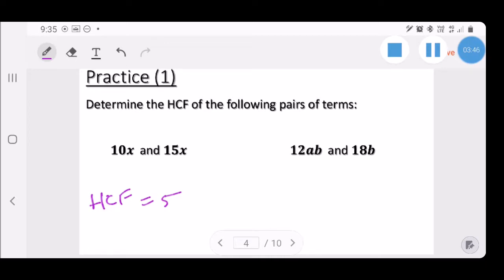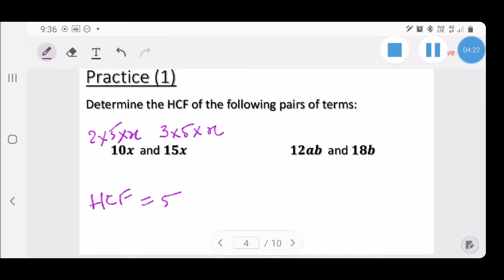Okay, now let's think about the variable part of the two terms, 10x and 15x. What do they have in common? What factor in terms of the variables do they have in common? Because the numbers 10 and 15, the factor that they had in common was 5. 10 is 2 times 5, and we have a times x, and 15 is 3 times 5. So 3 times 5 times x.